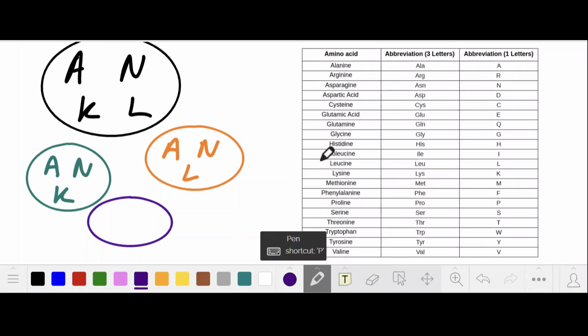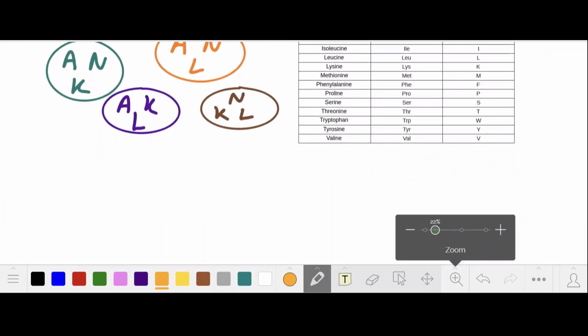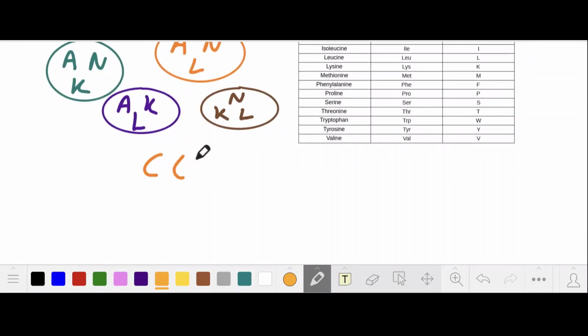A third combination would be A, K, and L. And our final combination is N, K, and L. So the amount of combinations of those 4 amino acids taken 3 at a time is equal to 4.